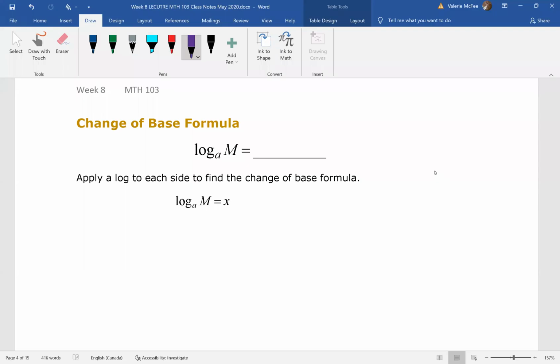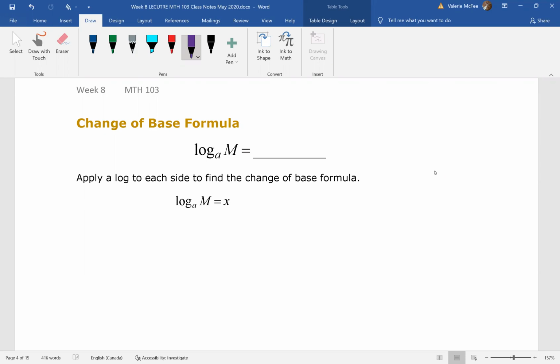In the day when I was much younger than I am now, when we wanted to use calculators with logarithms, we had only two bases that were possible. If you look at an old scientific calculator, they either have the common log, base 10, or the natural log, base e. So we always needed to have a change of base formula to help us.